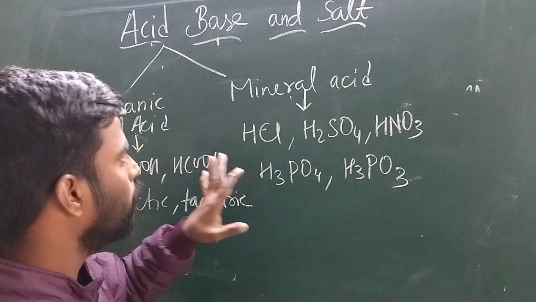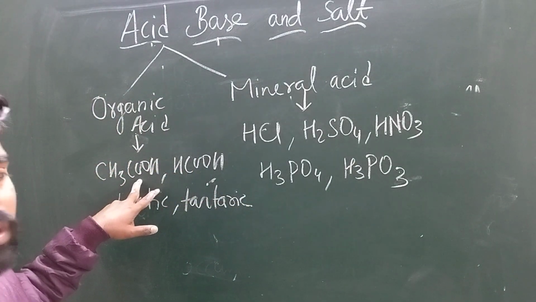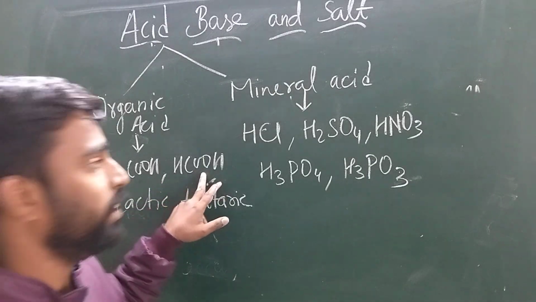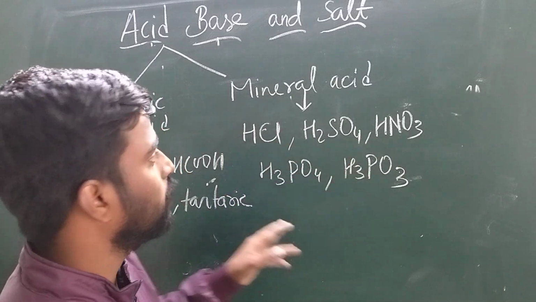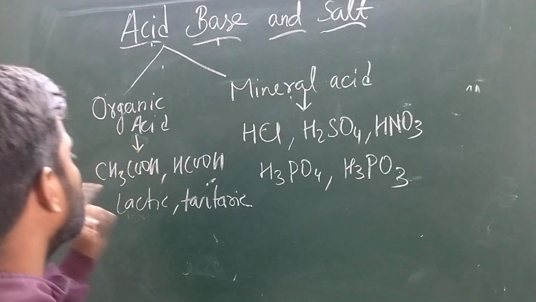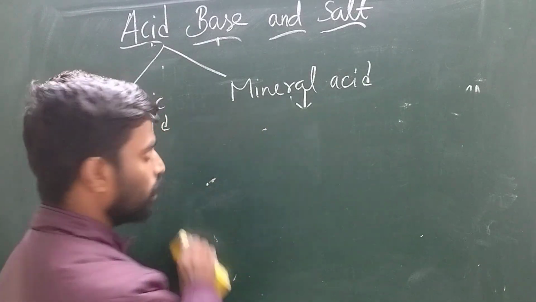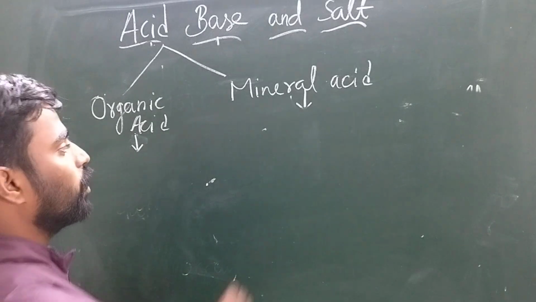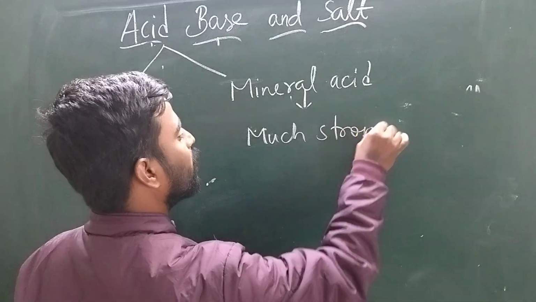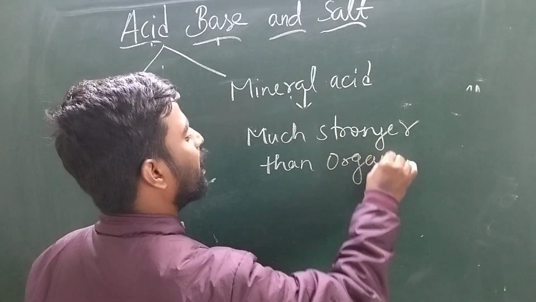Okay. One more thing is that what is the acetic acid? It is also called vinegar. Formic acid is found in the ant sting. One important thing is that in organic acid and mineral acid, mineral acid are much stronger than organic acid. Means they are strong acid.